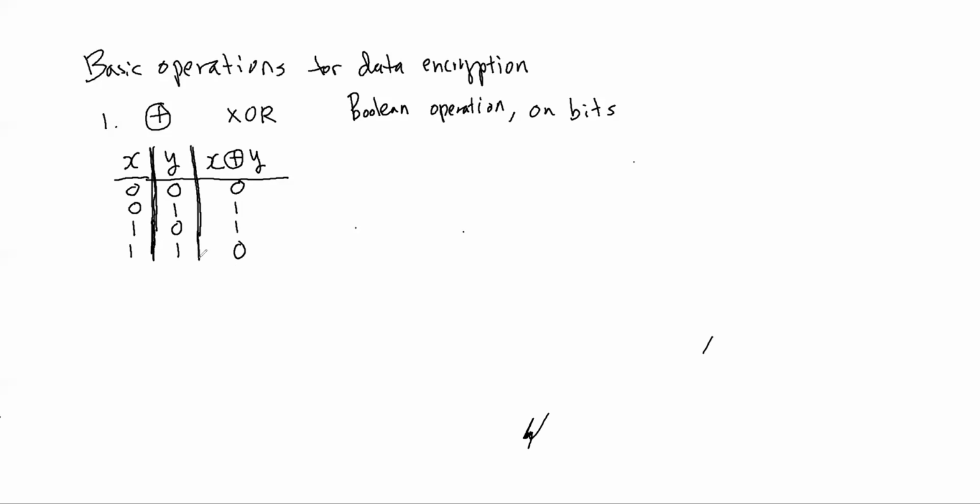Okay, so this is equivalent to a modular 2 operation. So X exclusive OR Y is equal to X plus Y modular 2, where X and Y are bits.